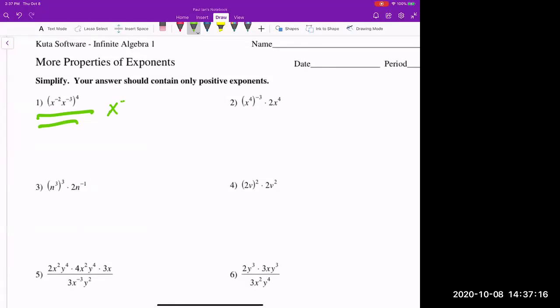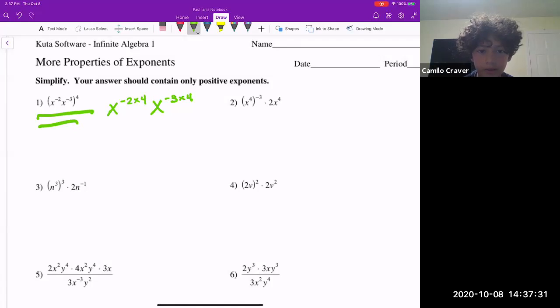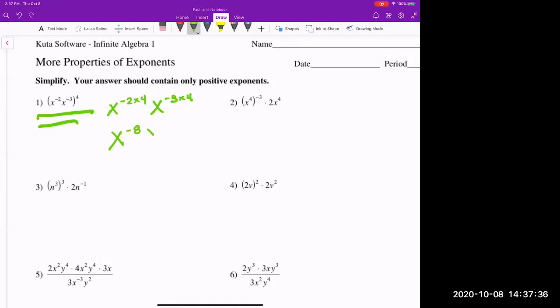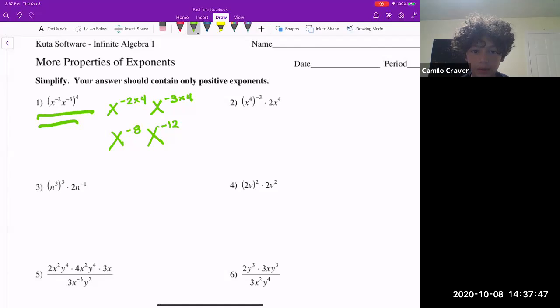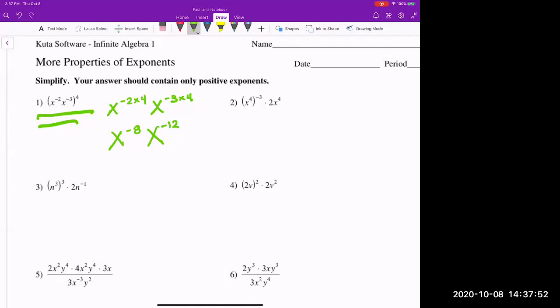So x -2 times 4, and then x -3 times 4. Okay, and then what do you do? -2 times 4 and -3 times 4. Okay, so -8, right? And x -12. So what's next? Multiply both of them.